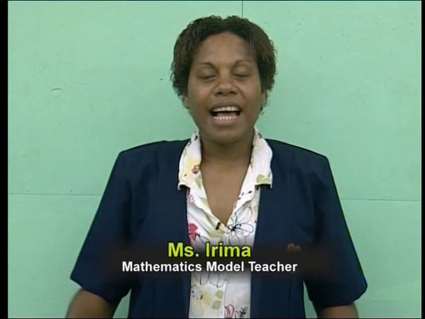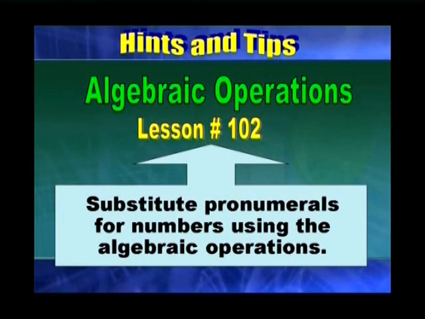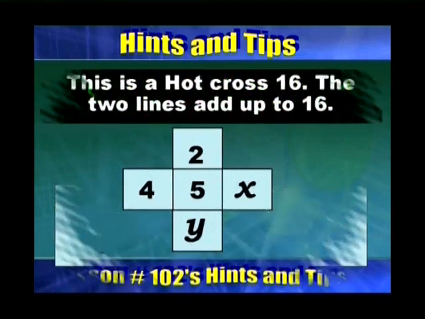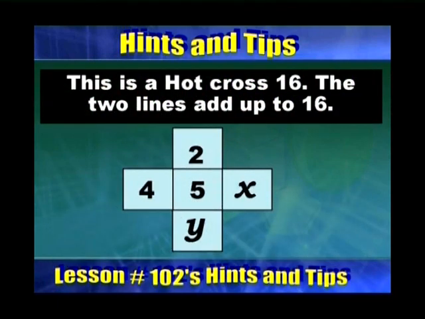Receiving teachers. Our hints and tips for lesson number 102 is on algebraic operations. Now we are going to substitute pronumerals for numbers using the algebraic operations. Now this is a hot cross 16, meaning two lines.